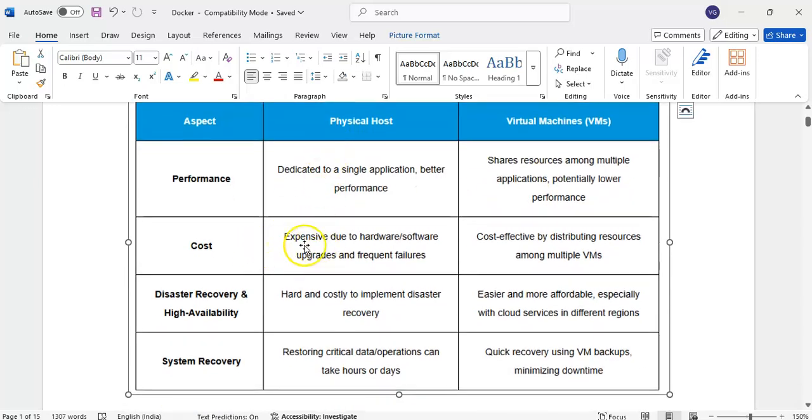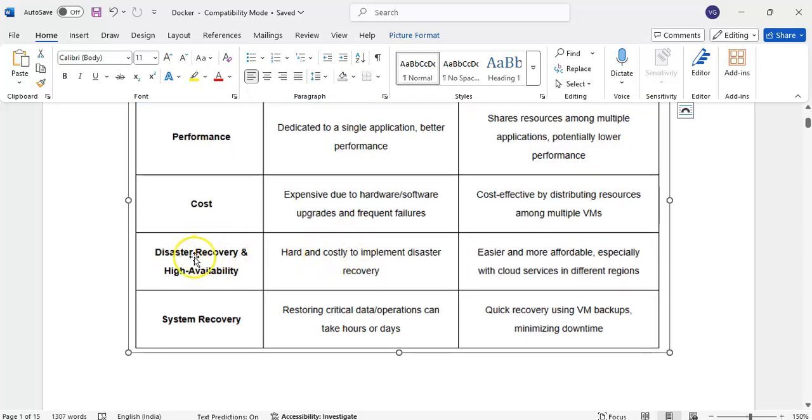Cost wise, physical is expensive, because of hardware and software upgrades and frequent failures, so it is very costly in the physical host. But virtual is cost effective by distributing resources among multiple VMs. We are sharing the same OS and resources among multiple virtual machines, so it will be cost effective.